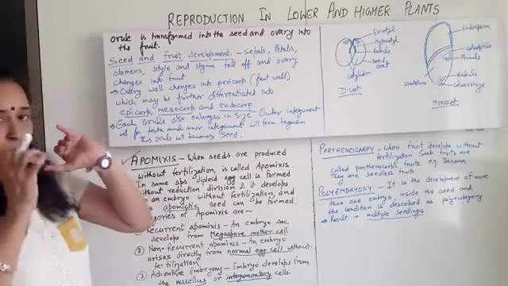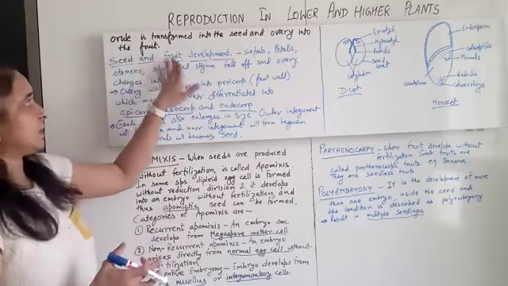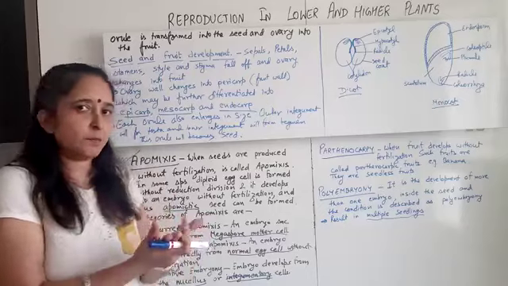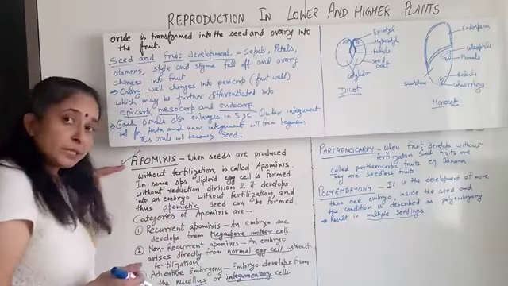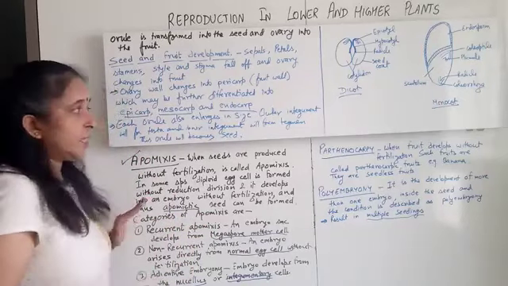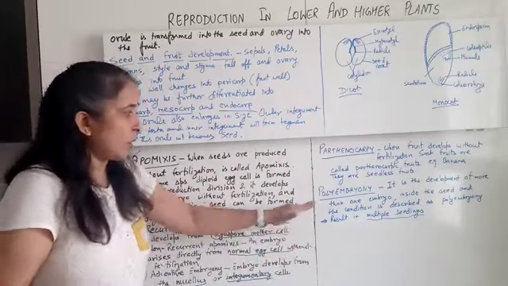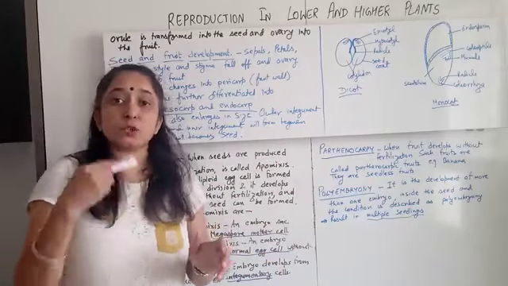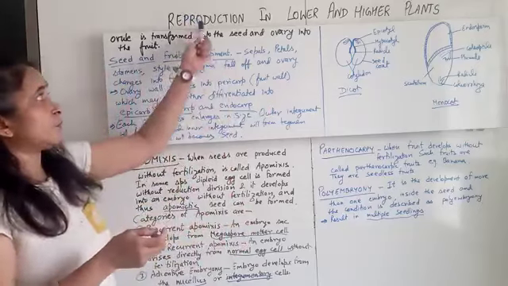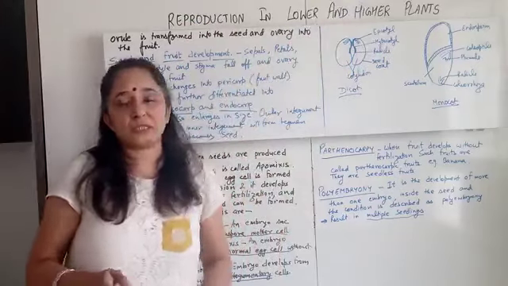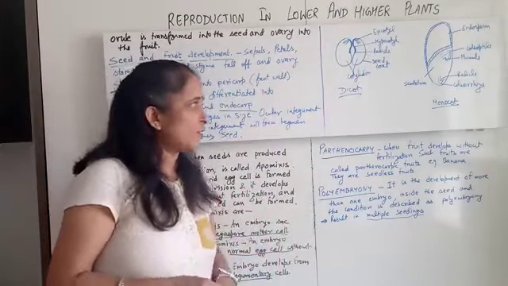So in this slide, what we have discussed is seed and fruit development, how they develop. Then what is apomixis, what are the different categories, then parthenocarpy and polyembryony. So in this way, this whole first chapter, reproduction in lower and higher plants, is over. So please have a look at this.